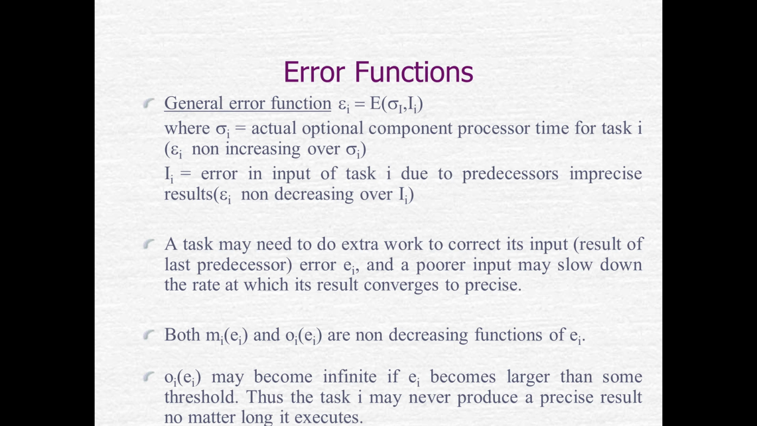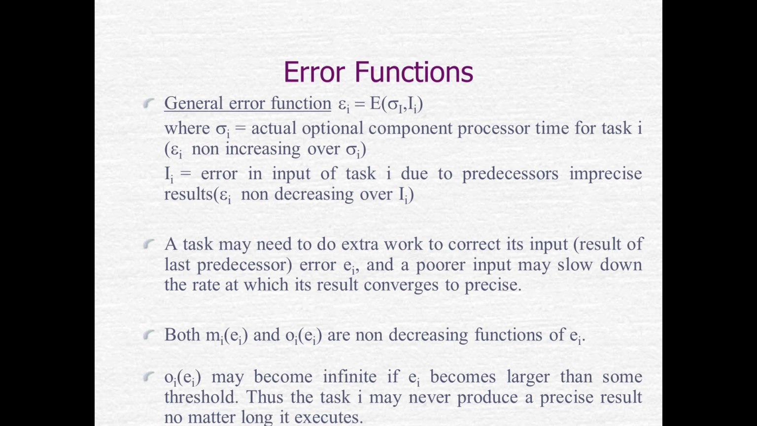How can we characterize general error functions? It is E_i(sigma_i, epsilon_i), where sigma_i is the actual optional component processor time for task i, and epsilon_i is the error in the input of the task due to a predecessor's imprecise result. So the execution time and the error are given as input.